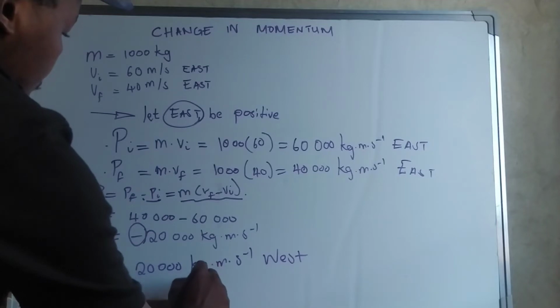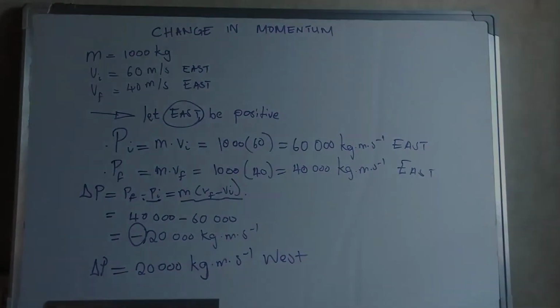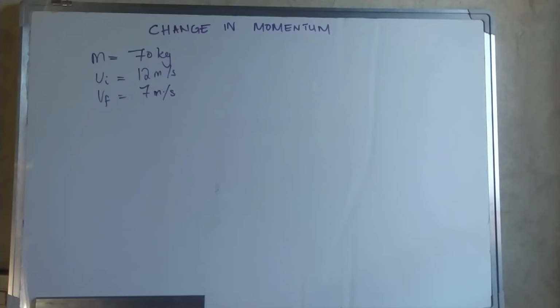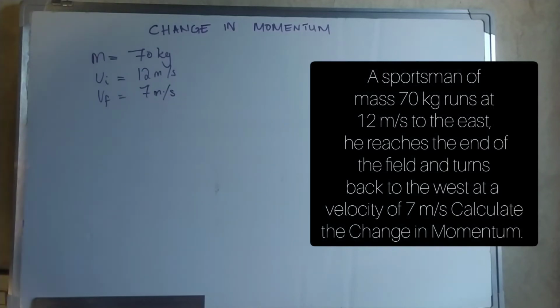Okay, so we've just calculated everything that they wanted from us here. Okay, so let us go to the second question. The second question reads as follows. A sportsman of mass 70 kg runs at 12 meters per second to the east. He reaches the end of the field and turns back to the west at a velocity of 7 meters per second. Calculate the change in momentum.